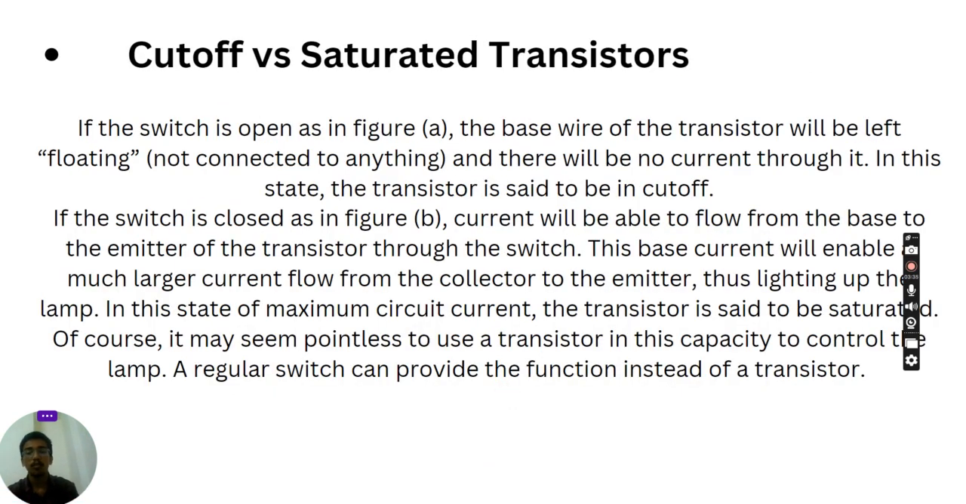current will be able to flow from the base to the emitter of the transistor through the switch. The base current will enable a much larger current flow from the collector to the emitter, thus lighting up the lamp. In this state of maximum circuit current, the transistor is said to be saturated. Of course, it may seem pointless to use a transistor in this capacity to control the lamp. A regular switch can provide the function instead of a transistor.